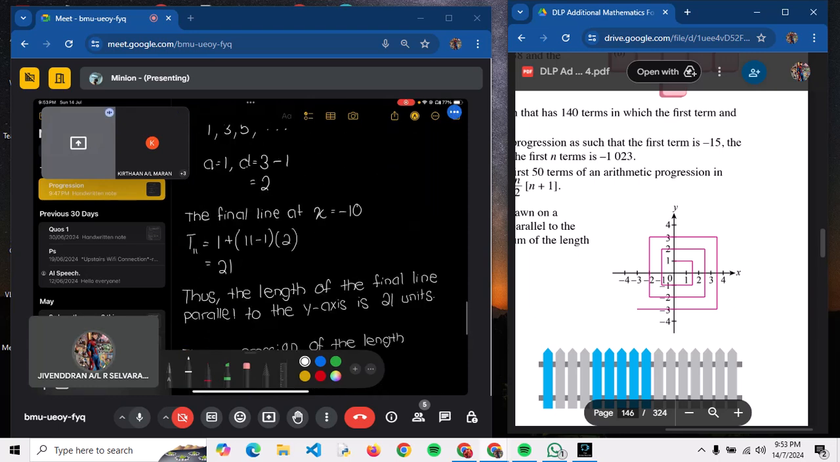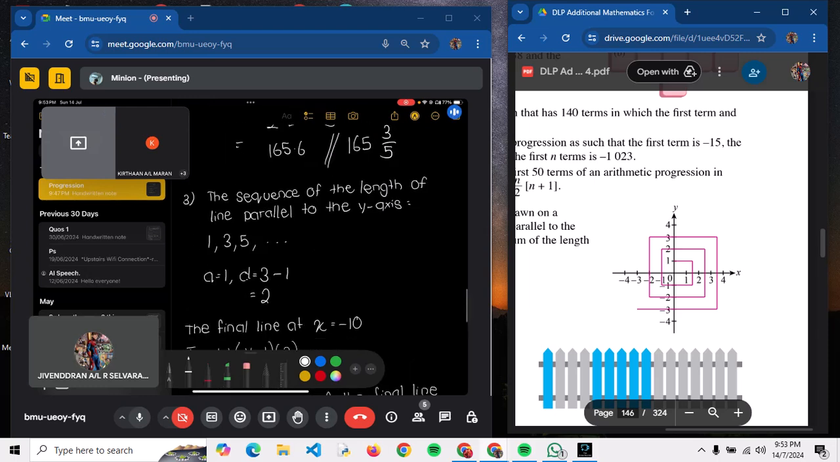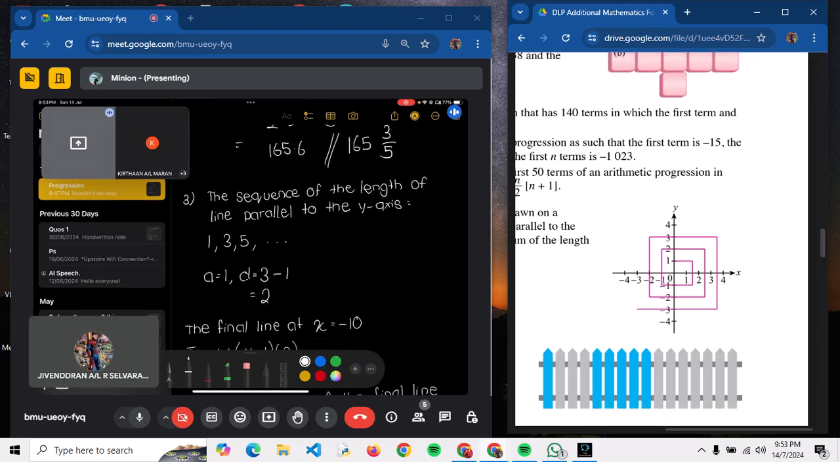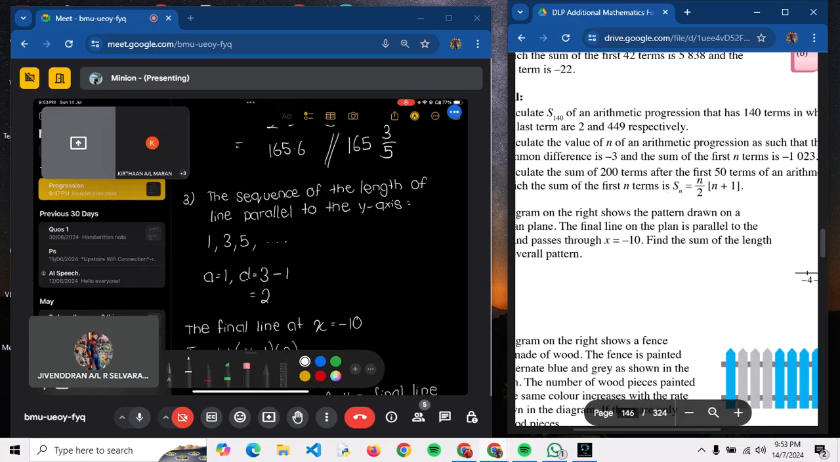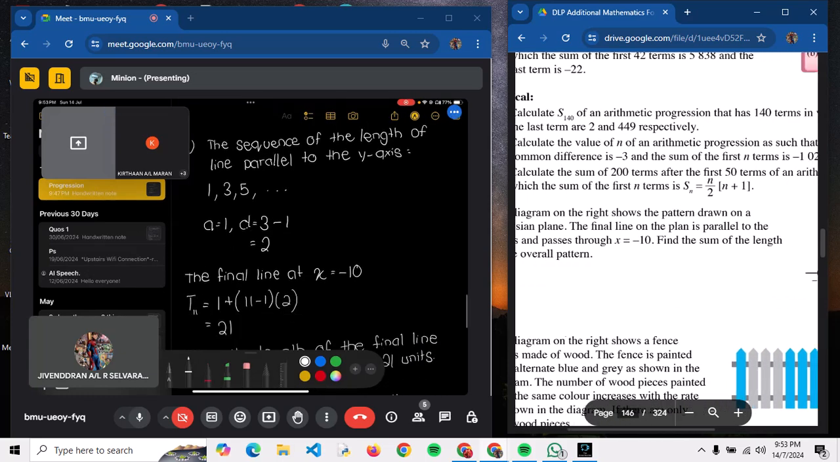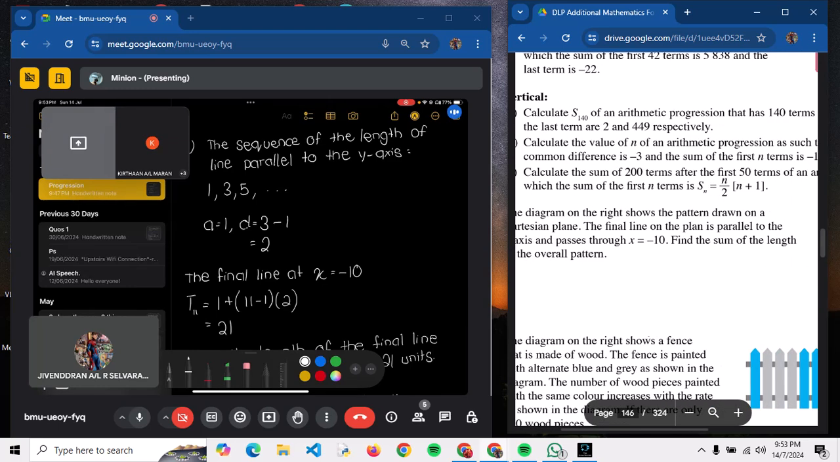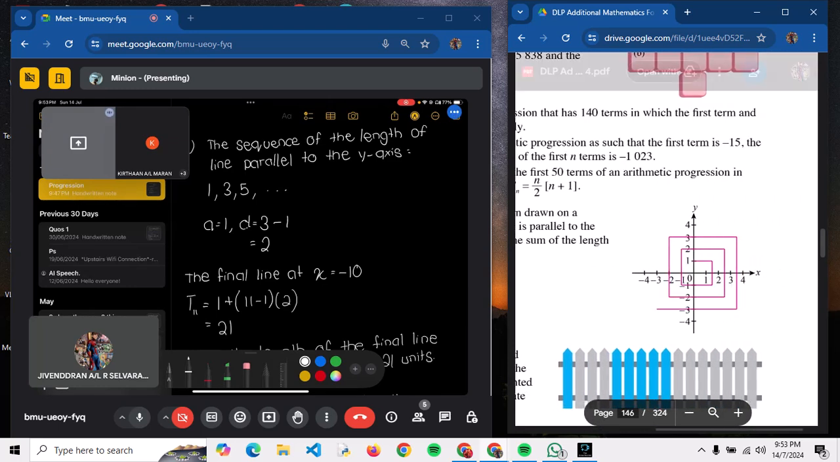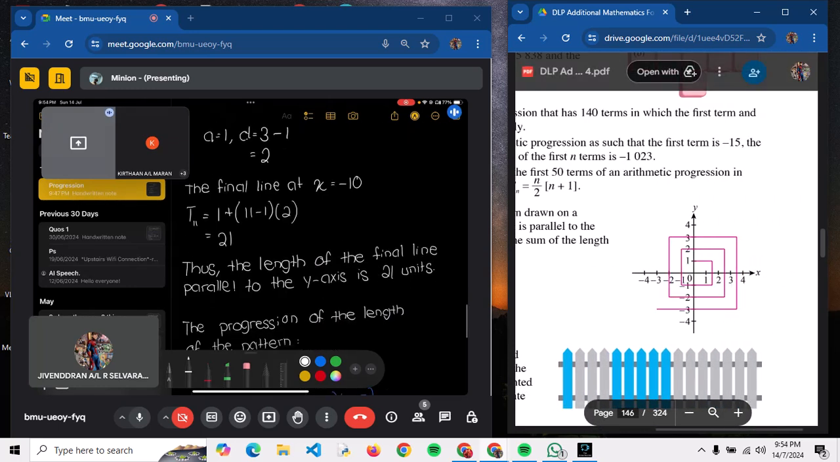Okay, so starting with this question, even if you don't use the diagram, you need to use it. The sequence of the length on the y-axis is 1, 3, 5, 6, 1. So A is equal to 1, and the common difference is 3 minus 1, which is 2, right?